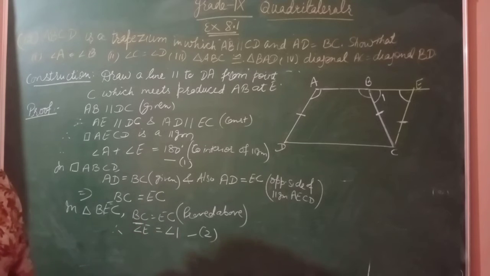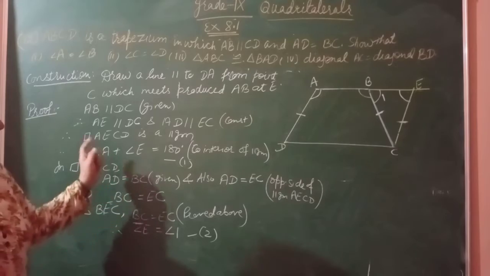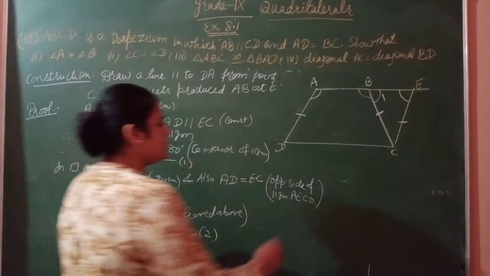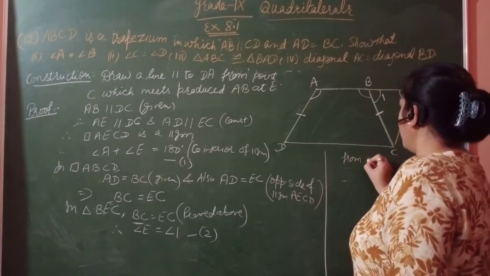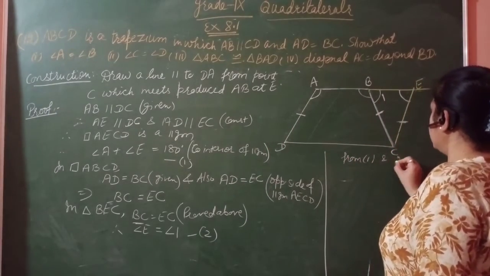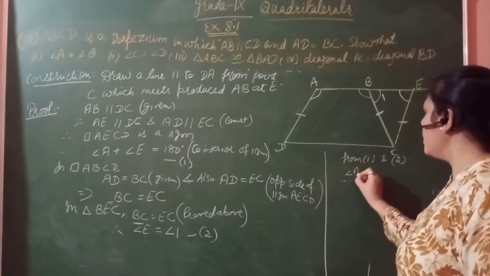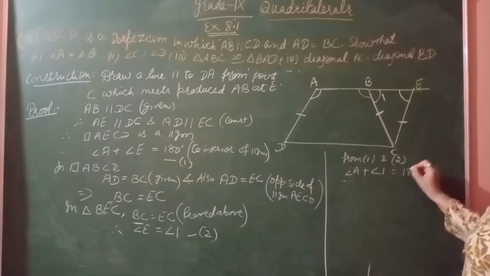So from first and second, angle A plus angle E is equal to 180 degrees and angle E is equal to angle 1. So that means we can put angle E as angle 1. So from first and second, what we observe is angle A plus angle 1 is 180. Clear this step?